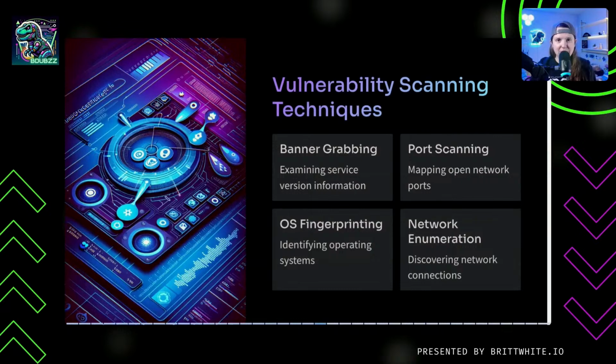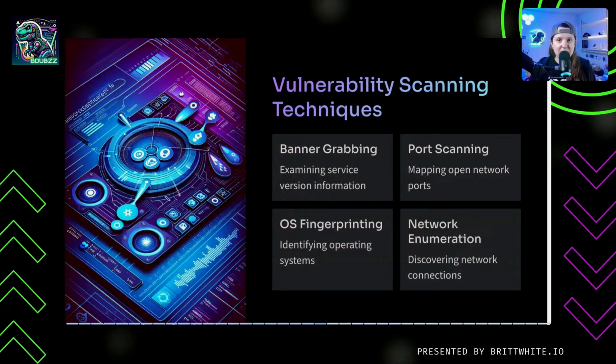First, there's banner grabbing. Just like a detective looking for clues, we examine the digital name tags known as banners that services display when we connect to them. These banners often reveal valuable information about what software versions are running on different ports, which is important for finding known vulnerabilities. Next, we have port scanning. We're mapping out which network ports are open and accepting connections, giving us a clear picture of potential entry points or attack vectors into the system.